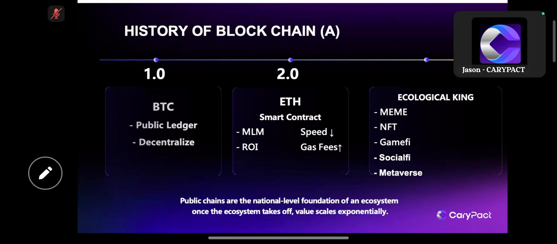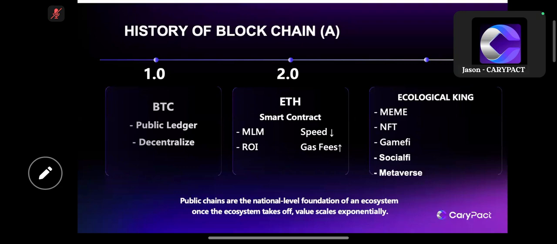As we all know, Bitcoin started in 2008, correct? And the 1.0 version of it was a public ledger, which is the BTC public chain, and it's decentralized, but you can't build any ecosystem in the public chain itself because it's meant for storing value, correct? And then was born the 2.0 version, which is Ethereum, which comes under the smart contract.